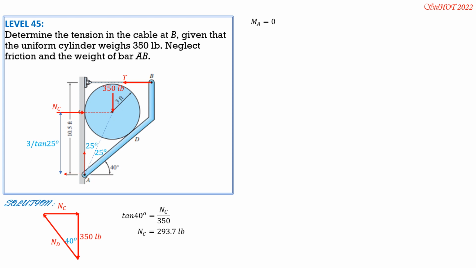Considering counterclockwise positive, so it is T times 10.5 minus clockwise moment, so N sub C, 293.7, times 3 over tangent 25 degrees, then minus 350 times 3 feet, the radius of the cylinder. So from there you can solve for T. T is equal to 280 pounds.